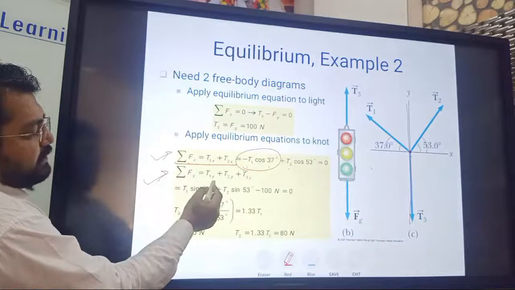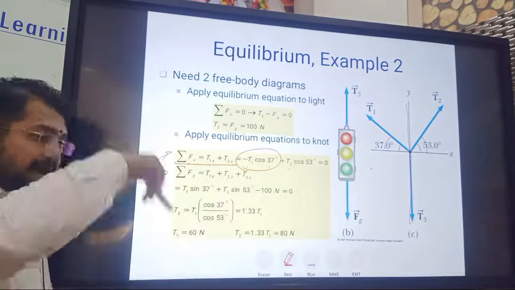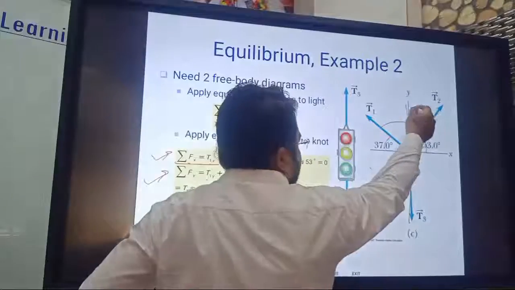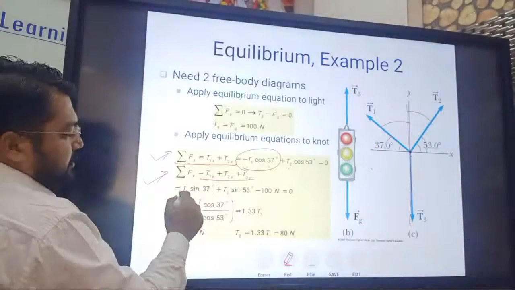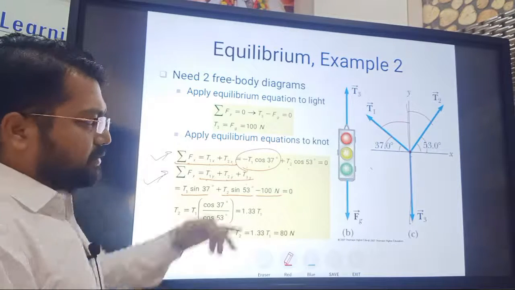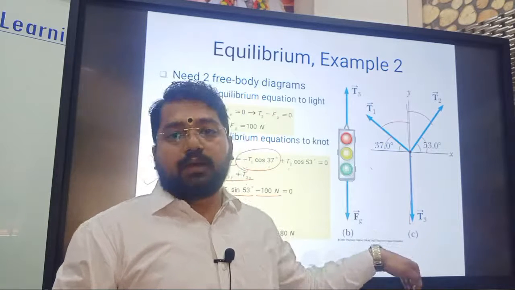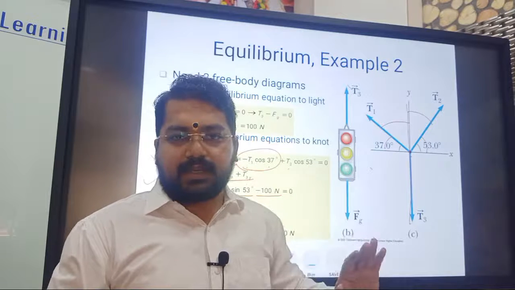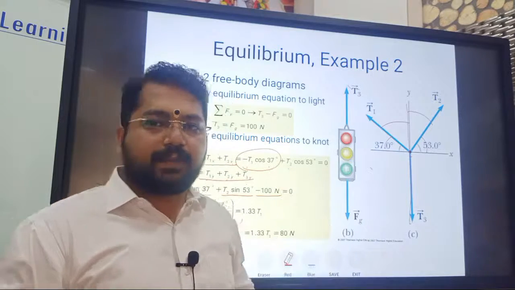Then Fy is nothing but T1, T2, T3. All three are also acting on y. Just as they are connected with x, they are connected with y too, right? So addition of all three: T1 sin 37, T2 sin 53 minus 100. Why minus? T3 is downward. On the y axis, upward values are positive and downward values are negative, and in x, left is minus and right is positive.